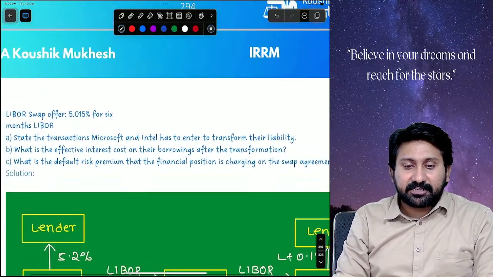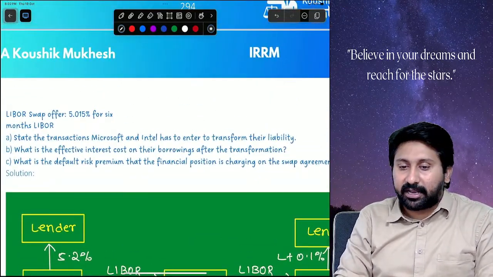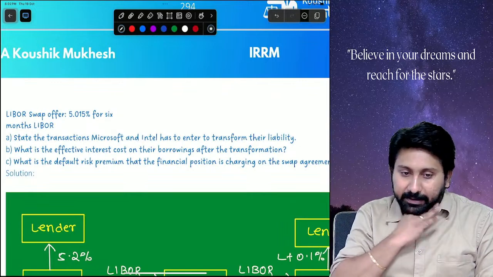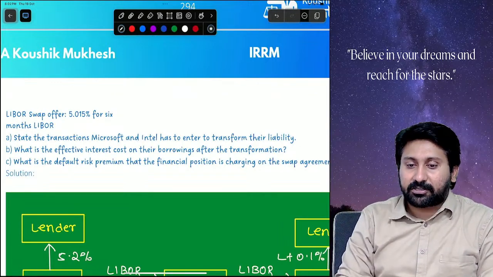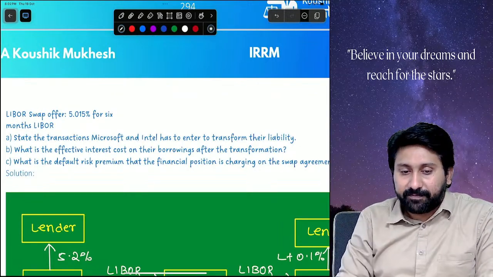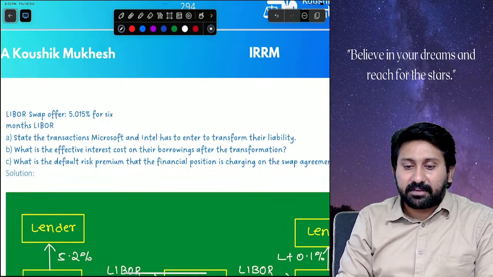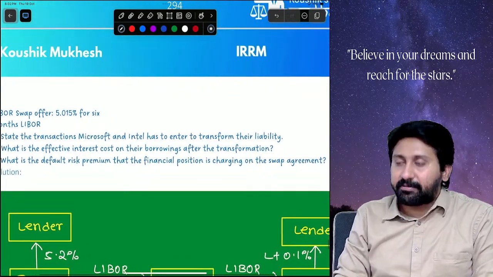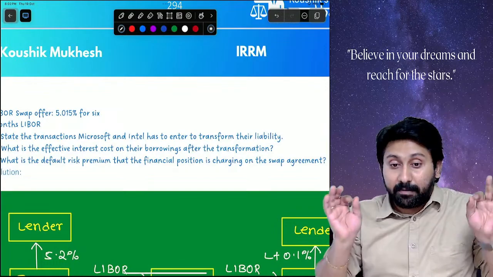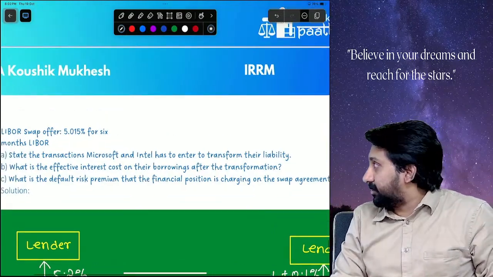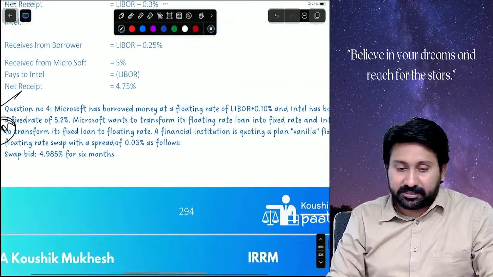State the transactions Microsoft and Intel have to enter to transform their liability. What is the effective interest cost on their borrowings after transformation? What is the default risk premium that the financial institution is charging on the swap agreement? It is an 8 marks question. First you do one thing, read the question first.